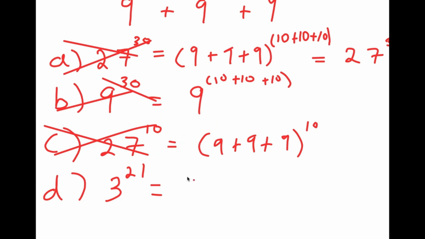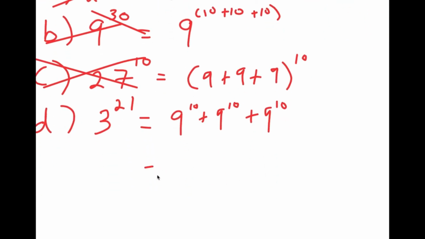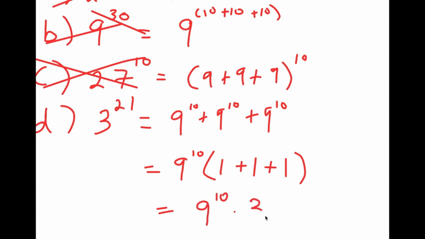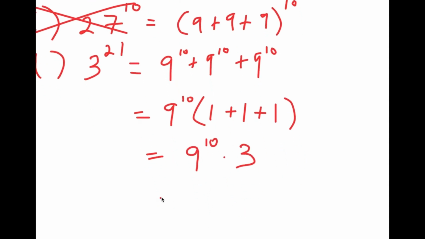So we first start with 9 to the power of 10 plus 9 to the power of 10 plus 9 to the power of 10. And I'm going to factor out 9 to the power of 10. So I get 9 to the power of 10 times 1 plus 1 plus 1, which is equal to 9 to the power of 10 times 3. And now this is equal to 3 squared to the power of 10 times 3.